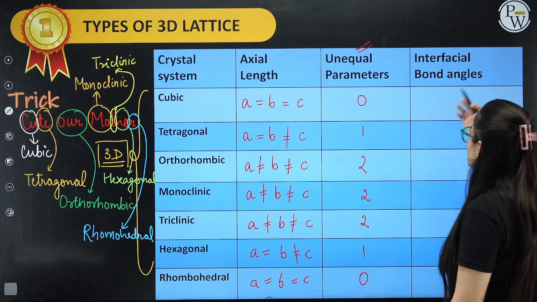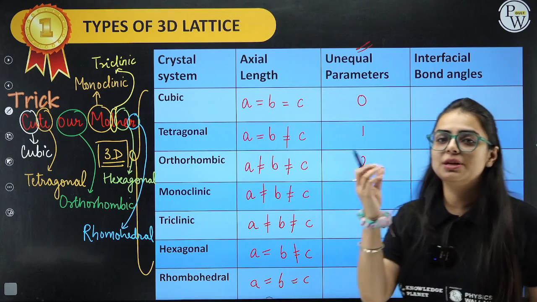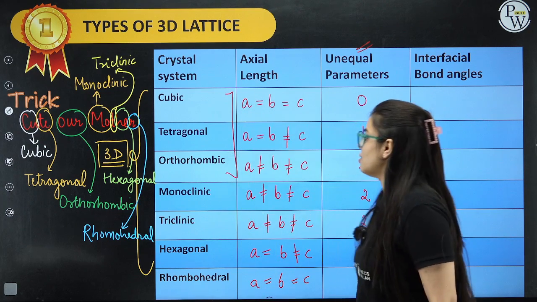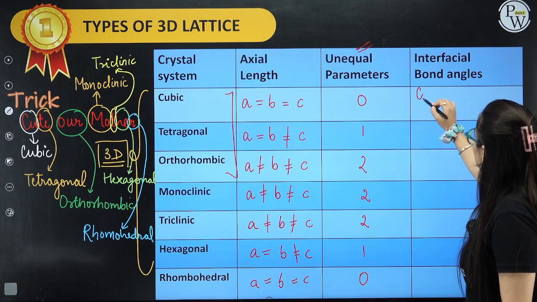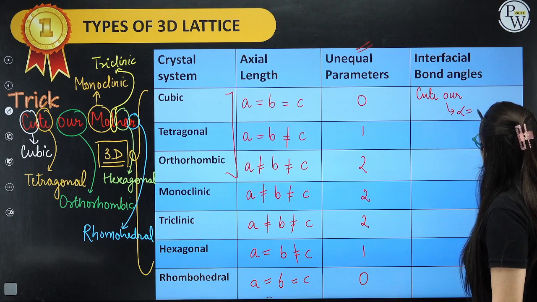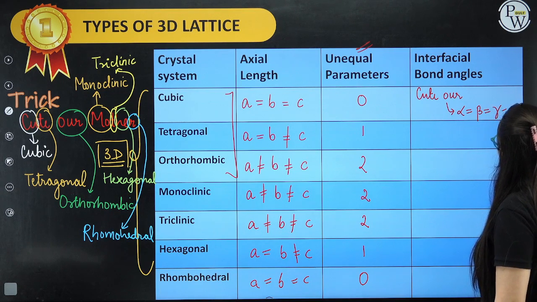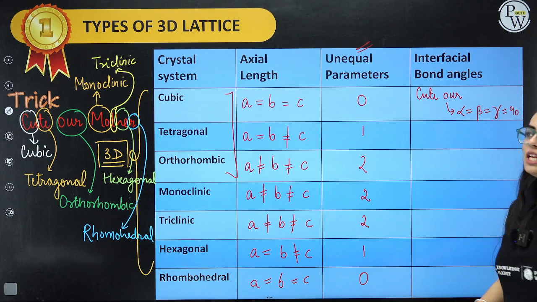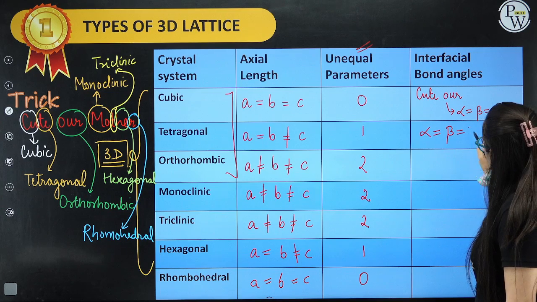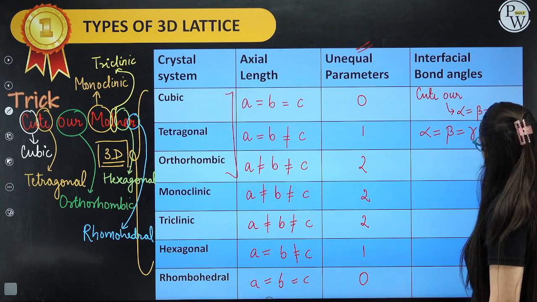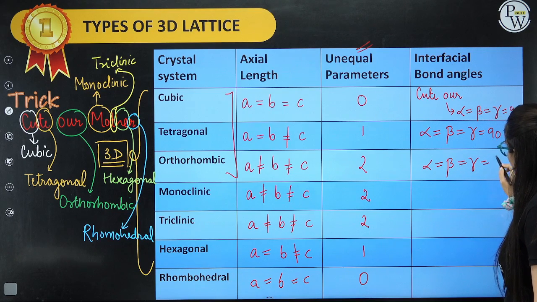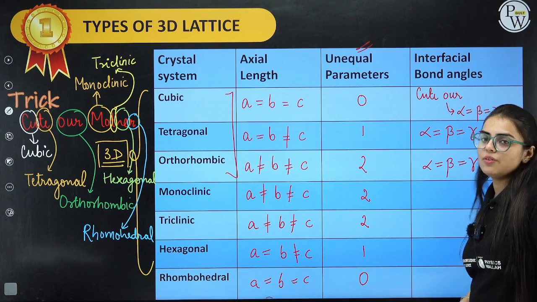Now comes your interfacial bond angles, that means alpha, beta and gamma. See, in the case of cute R, that means cubic, tetragonal and orthorhombic, the values will remain alpha equals beta equals gamma equals 90 degrees. For this also alpha equals beta equals gamma equals 90 degrees. For these three the value is going to remain the same.